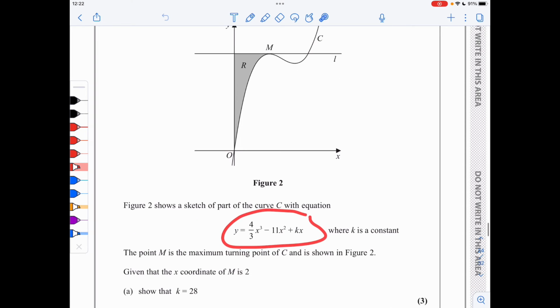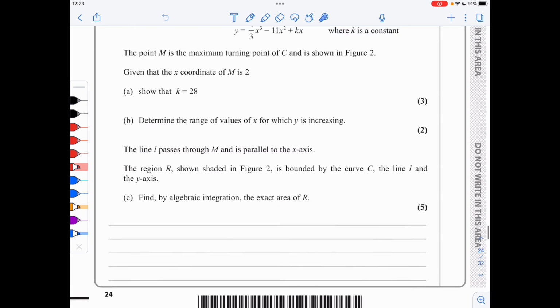In question 8, we are given a sketch of part of the curve C with this equation here. We are told that M is a maximum turning point, and we're also told that the x-coordinate of M is 2, and we need to show that k is 28. So we will actually start by differentiating.